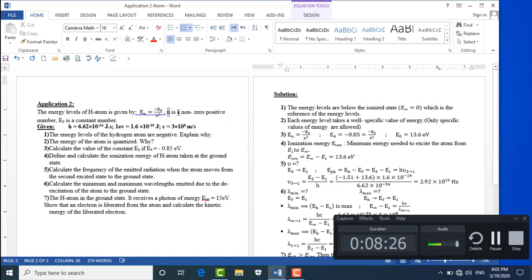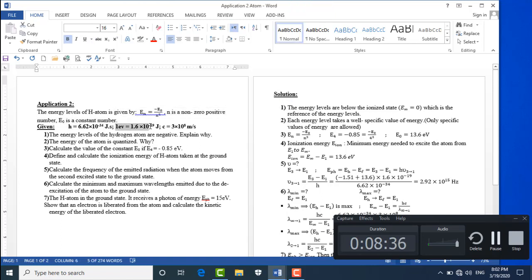Application 2: the energy levels of the hydrogen atom are given by En equals minus E0 over n squared. n is a non-zero positive number, E0 is a constant number. Given h, 1 electron volt in joule, and c, the speed of light in vacuum.